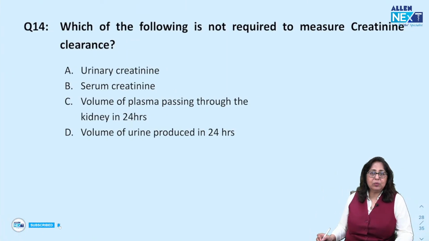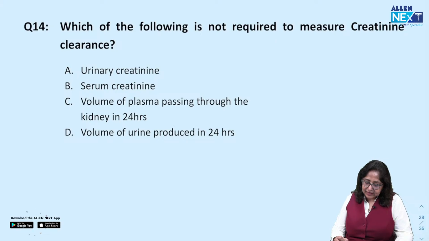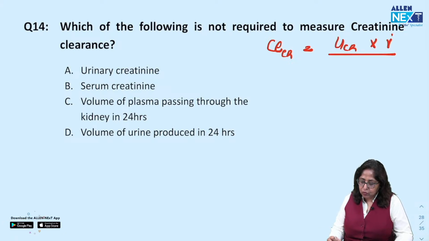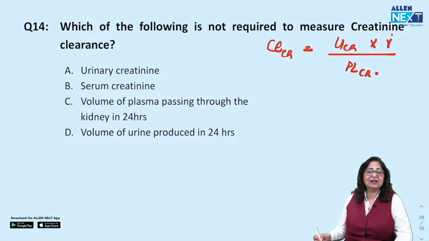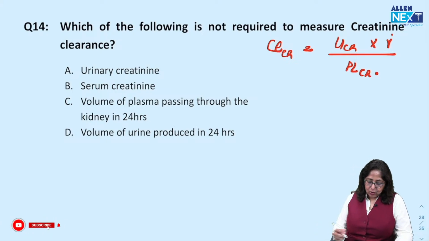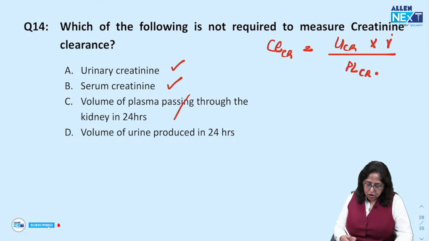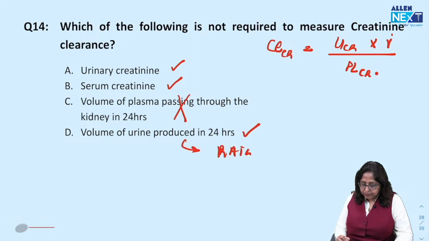Question number 14. Which of the following is not required to measure creatinine clearance? How am I going to measure creatinine clearance? The general formula for clearance is UV by P. So urinary creatinine into rate of urine flow divided by plasma creatinine concentration. So I need urinary creatinine. Yes. I need plasma or serum creatinine. Yes. I need volume of plasma passing through the kidney in 24 hours? No. I need volume of urine produced in 24 hours because this will give me rate of urine flow.